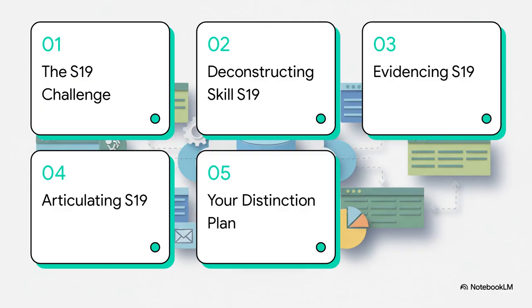Here's how we're going to tackle it. First up, we'll get clear on what S19 is actually asking for. Then, we're going to deconstruct it, break it down into simple, actionable parts. After that, we get really practical: how to build solid proof in your portfolio, and, just as important, how to talk about it to hit those juicy distinction criteria. And finally, we'll wrap it all up into a simple game plan you can take away and use.